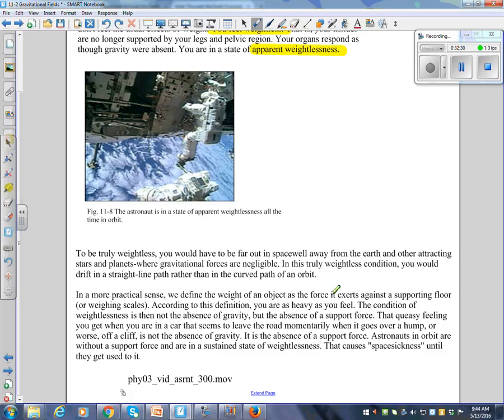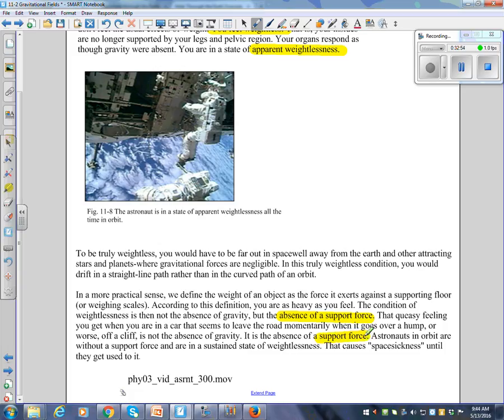I'm weighing less today. The condition of weightlessness is then not the absence of gravity, but the absence of a support force. That queasy feeling you get when you're in a car that seems to leave the road momentarily when it goes over a hump, or worse off, a cliff, it's not the absence of gravity. Gravity doesn't disappear. Gravity exists in space. It is the absence of a support force.